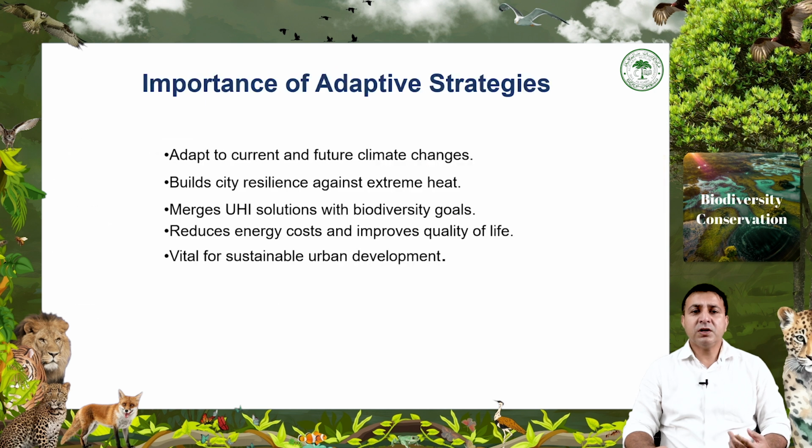strategies. The adaptive strategies for UHI are about planning for both current and future climates, making cities more resilient to UHI. This approach combines UHI mitigation with biodiversity protection and also creates multifunctional urban areas. Reduced energy cost and improved public spaces also mean a higher quality of life. Globally, cities are adopting these strategies as a key to sustainable development.